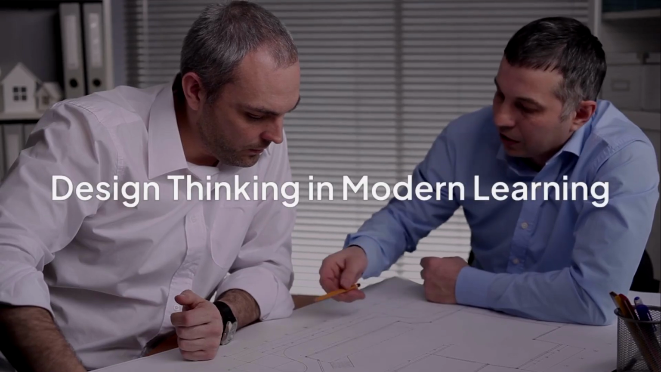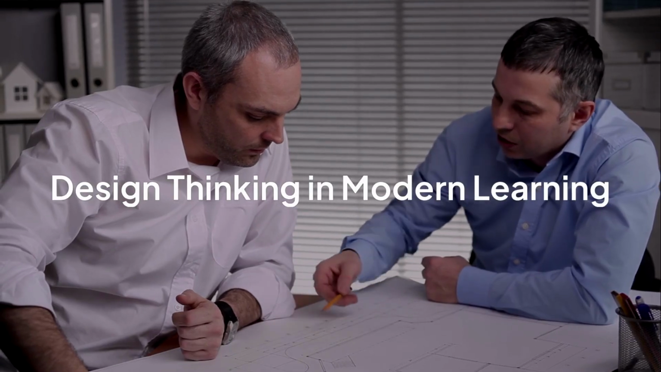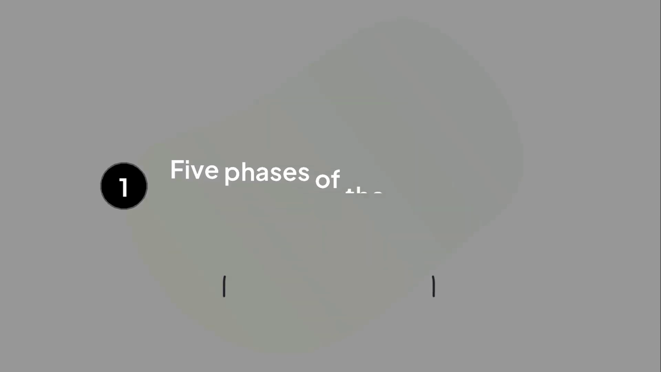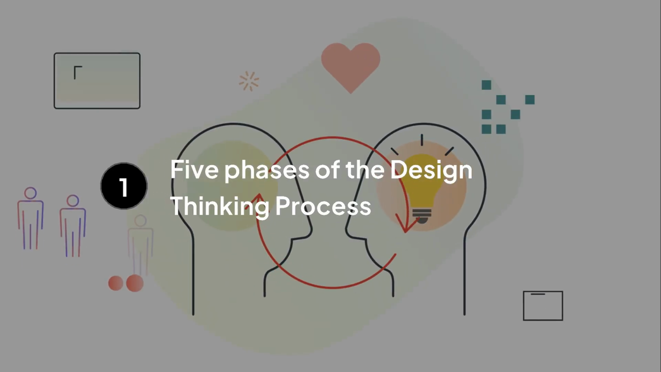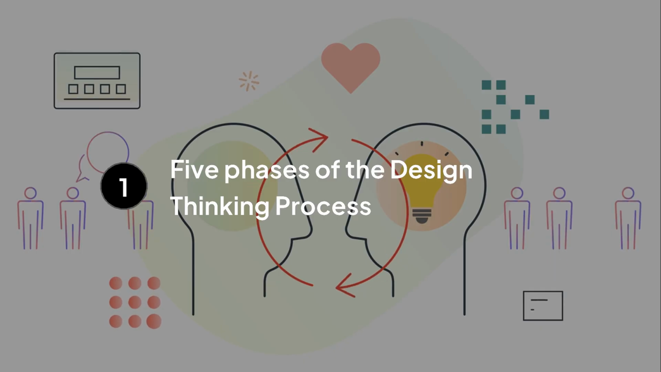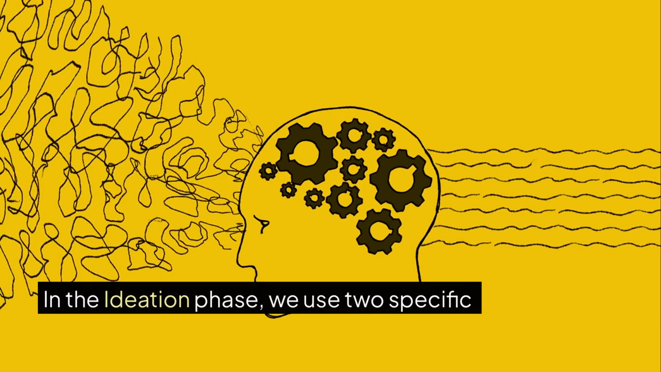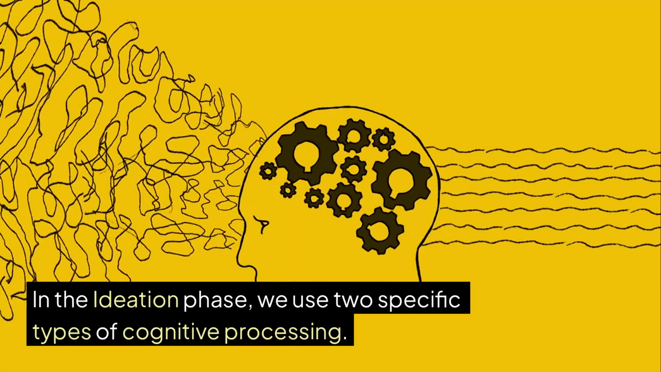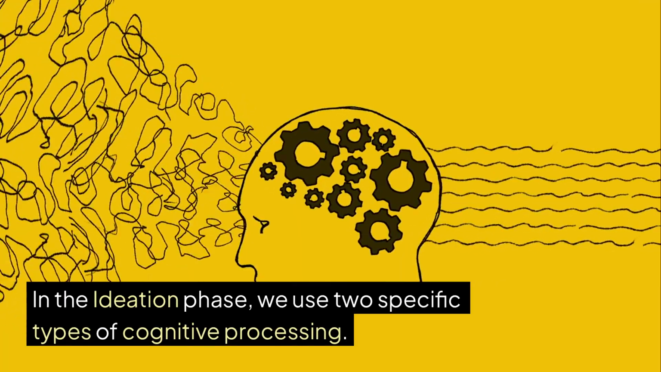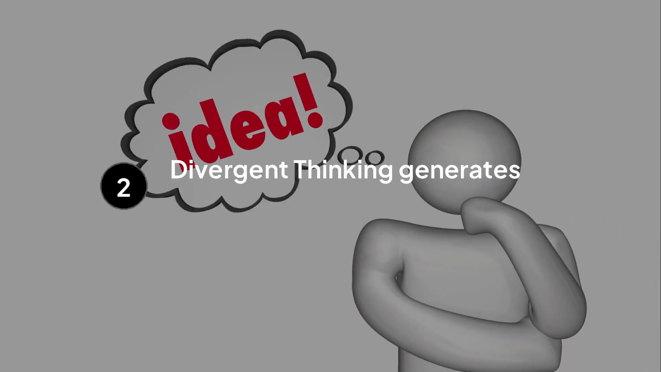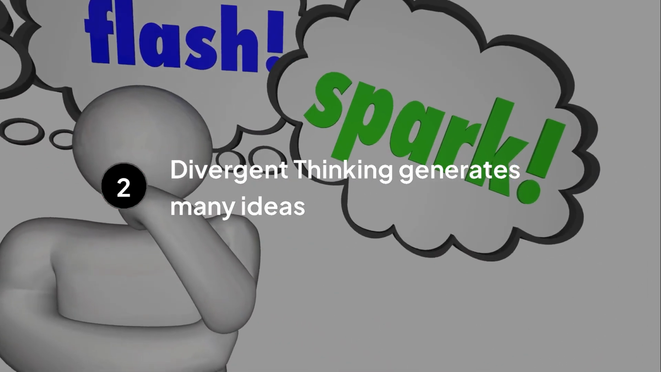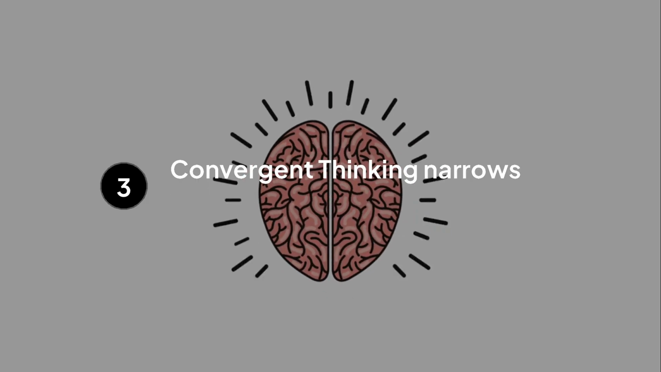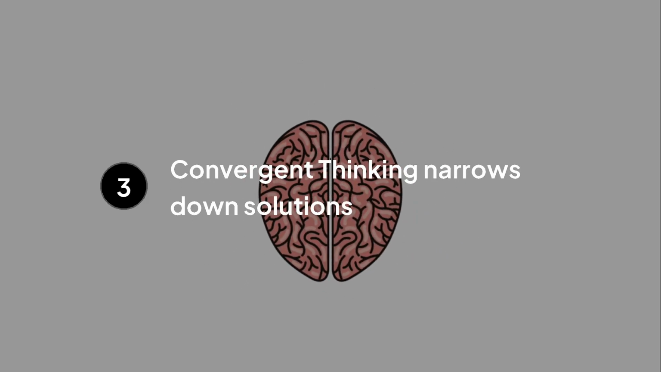The foundation of modern learning is the design thinking process. This process includes 5 phases: empathize, define, ideate, prototype, and test. In the ideation phase, we use 2 specific types of cognitive processing. First, we use divergent thinking to generate many wild ideas without judgment. Then, we switch to convergent thinking to use logic and narrow down the best solution.